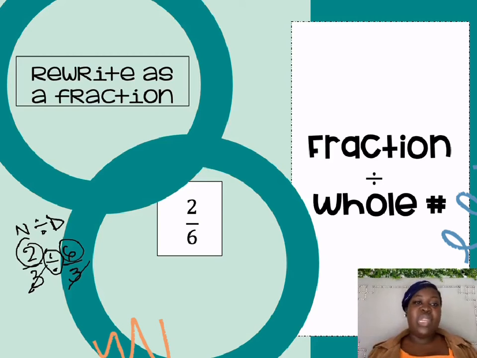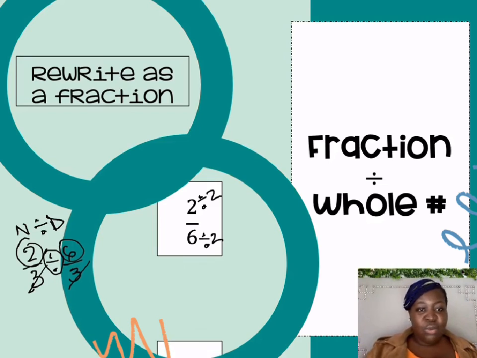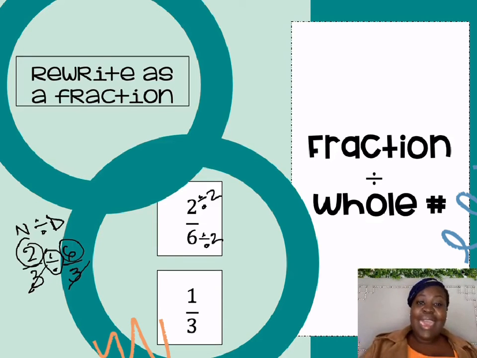You can also break down your 2/6 by dividing your numerator by 2 and dividing your denominator by 2. We know that 2 divided by 2 is equal to 1, and 6 divided by 2 is equal to 3.